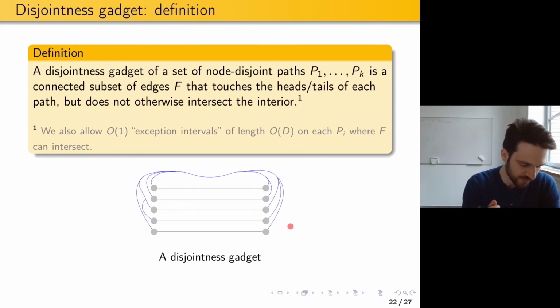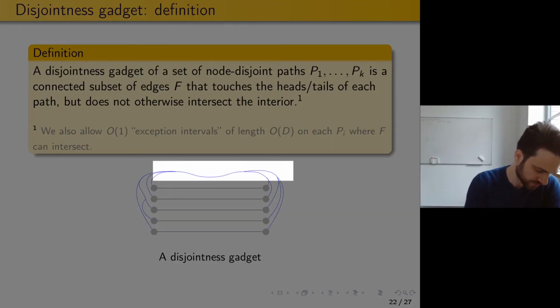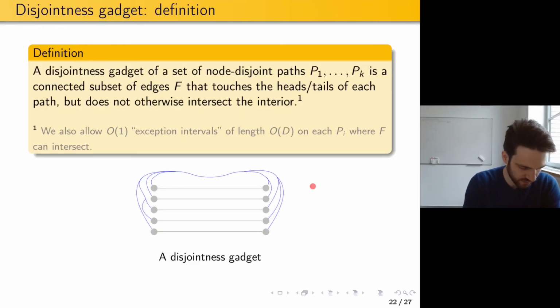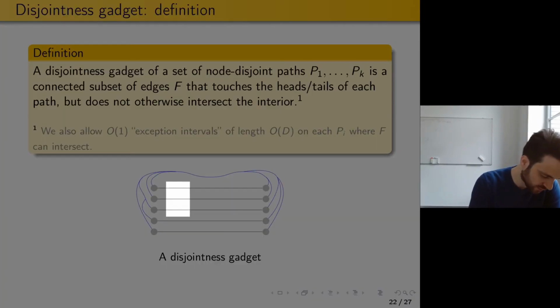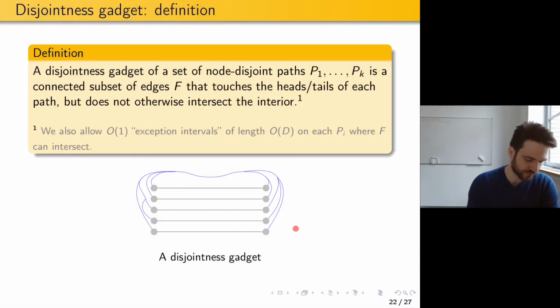Is a connected subset of edges, denoted here in blue, that touches every head and every tail of all of those paths, but does not otherwise intersect the interior. So F does not intersect the interior of those paths. Perfect. Now this is not really the full definition.